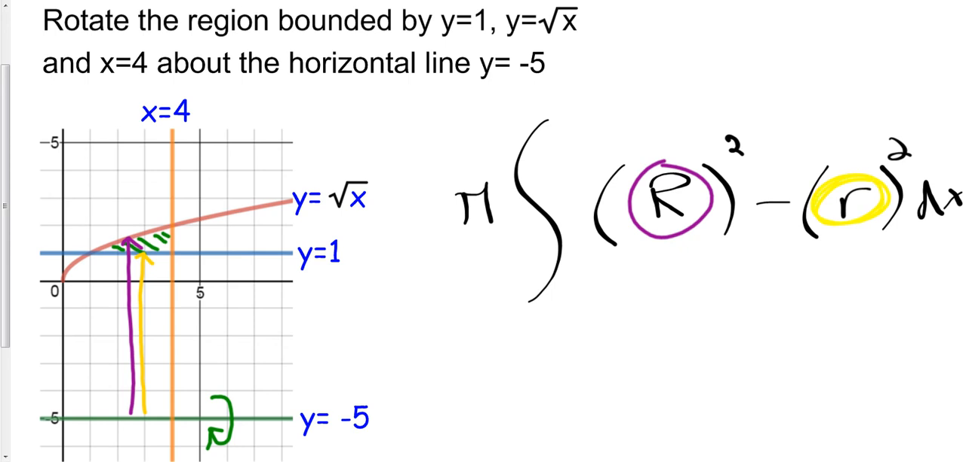And you obviously need to know what these are, but hopefully you can figure it out by looking at your intersection points on your region. That's a decent hint for that.